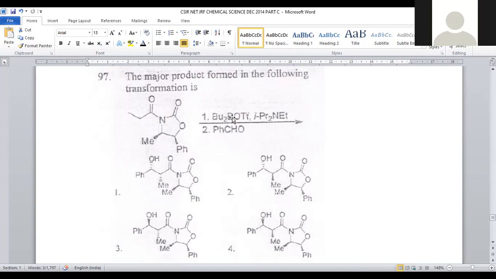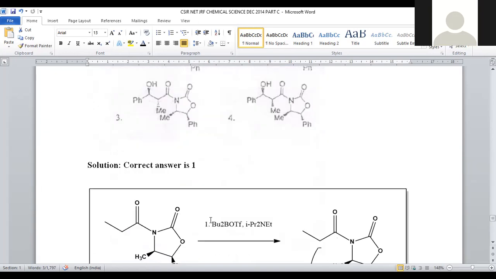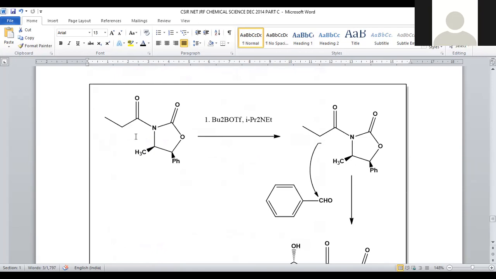Now it will be treated with dibutylboron OTf and diisopropylethylamine. It is the tertiary amine. It will be the basic catalyst here. And one more reagent added will be benzaldehyde. Then what will be the final product in this reaction? For that purpose, let us see the mechanism.